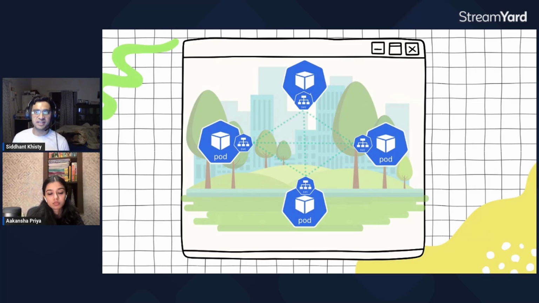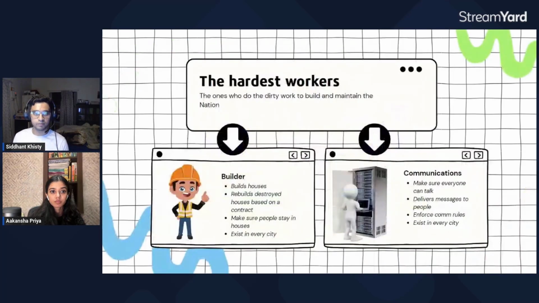Now, these services are of many different types. You have a service called cluster IP, you have a service called node port, and you have load balancers, and these are the three main types of services within Kubernetes. We won't go into the technical details of each of the services, but they essentially just help your pods communicate with each other.